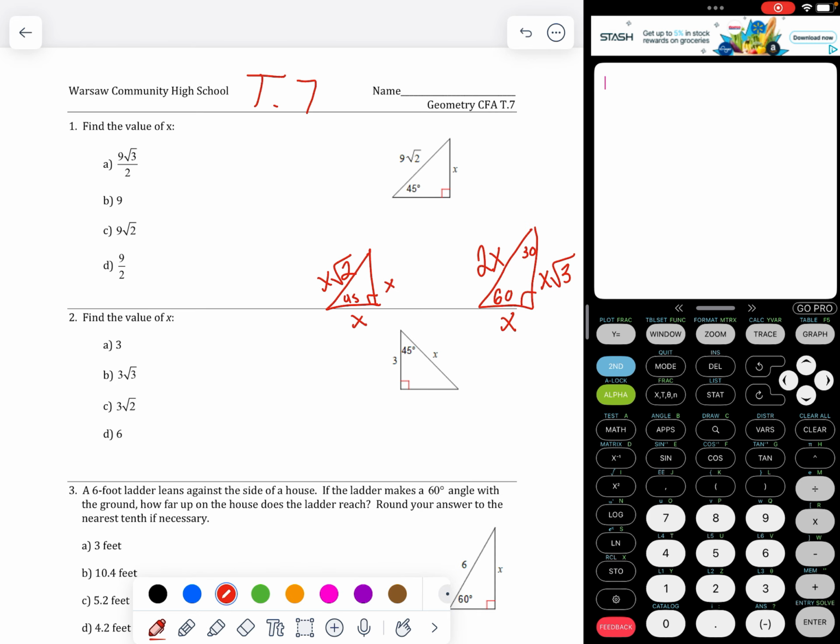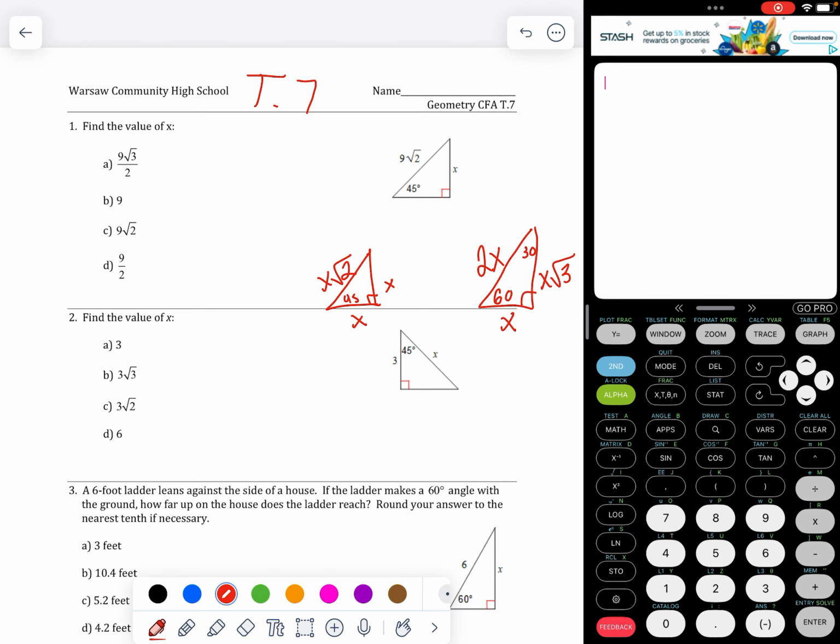So, this standard is talking about our special rights. We have two special rights. We have that 45, 45, 90 triangle, and we also have the 30, 60, 90, okay? Special rules, you don't have to use them. If you do not like them, you can use trig.